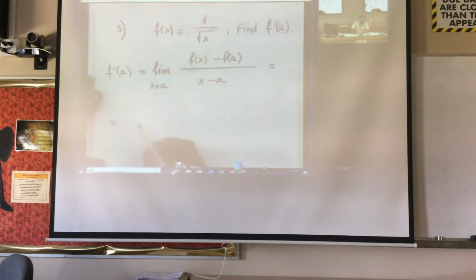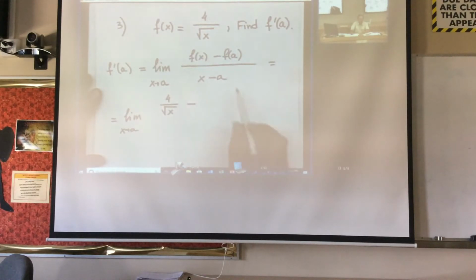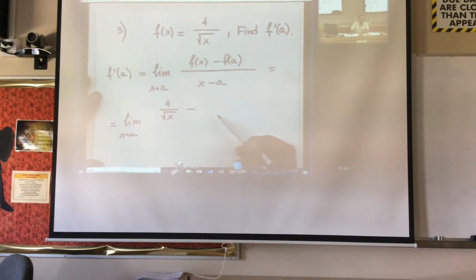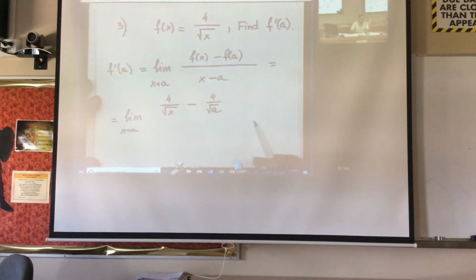So let's just use our function and plug it in. So f of x, that's my function, is 4 over square root of x. Then minus f of a. What do I put here? Well, you know how to find f of a, right? What do you do with a? Plug it in for x. So what do you get? You get 4 over square root of a. That's your f of a.